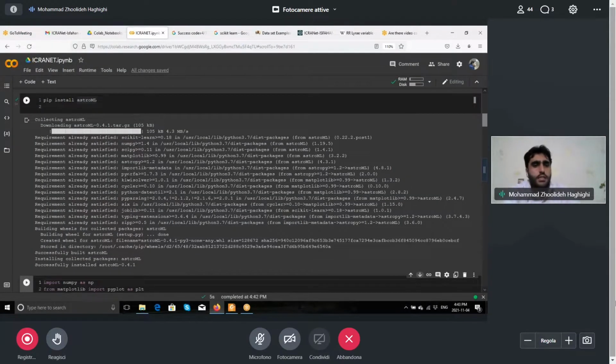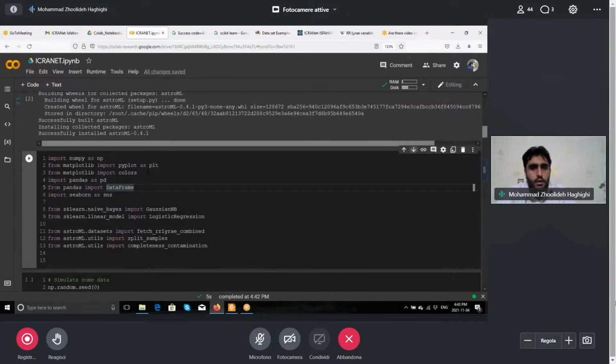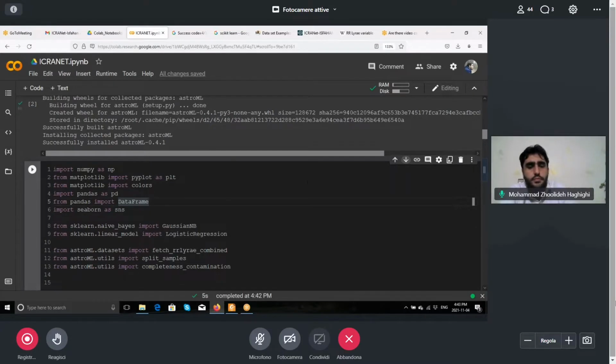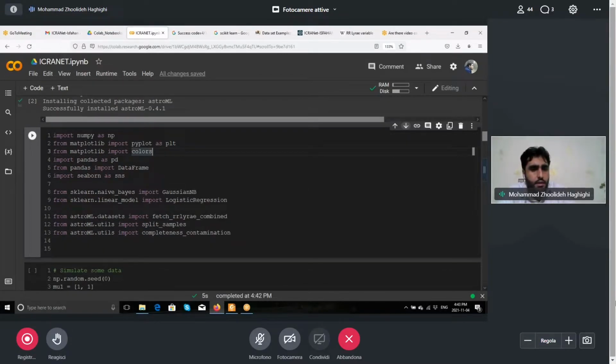So after installing AstroML, it's time to import some packages such as NumPy, Pandas, Matplotlib. Those who are familiar with Python know how to import, and we are gonna import some packages. For example, from AstroML datasets, AstroML utils, and we are gonna use scikit-learn.